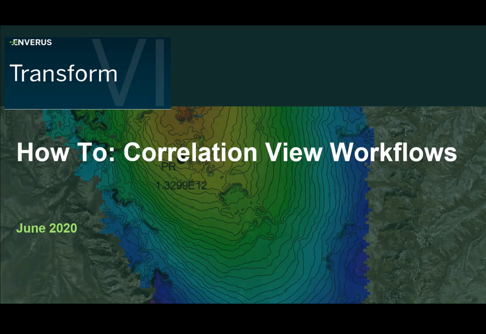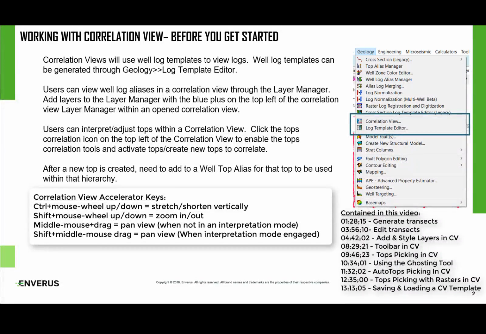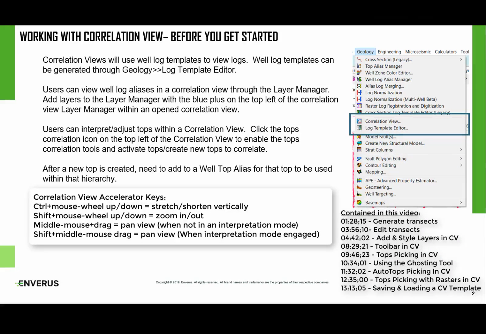Transform 6 How-To Video: Correlation View Workflows. Working with a correlation view, before you get started: correlation views will use well-log templates to view logs. Well-log templates can be generated through Geology, the log template editor, as you can see here on the right.